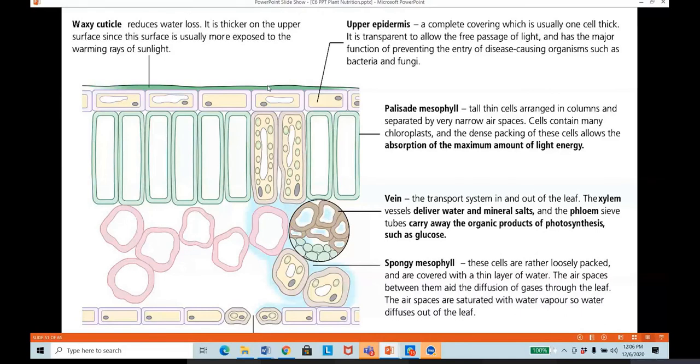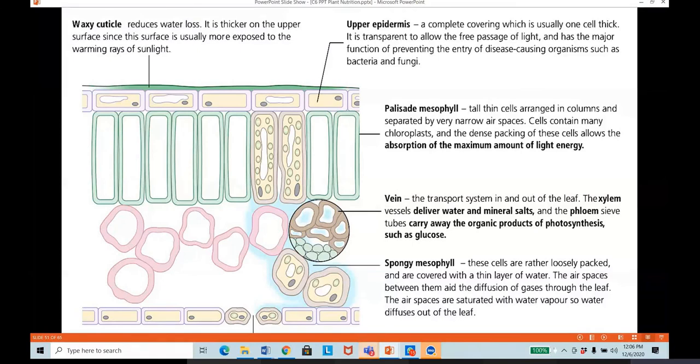in order to avoid the absorption of the water vapor, followed by the upper epidermis, which is a protective layer which helps in protection of the inner layers of the leaf. It also has a function which is preventing the entry of disease-causing microorganisms like bacteria and fungi into the plant.